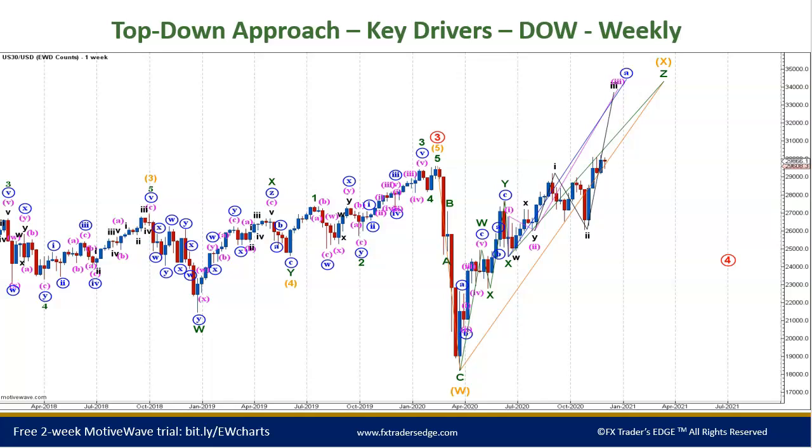Now let's look at our wave count from our Elliott Wave Desk. So the wave count projects the Dow to move higher. This is the weekly chart, projecting the Dow based on Fibonacci ratios to move up to the 34,000, 35,000 levels before we have a correction.